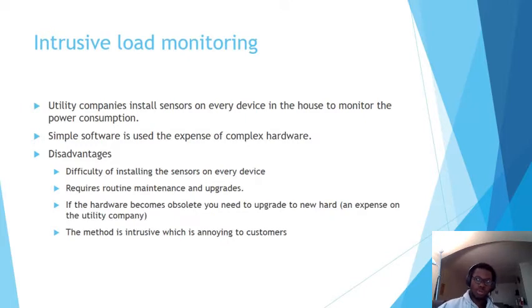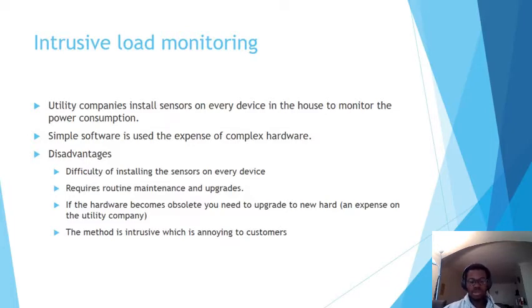So one of the ways which is used by utility companies to gain this information is through a process called intrusive load monitoring, where multiple sensors are put on different devices which consume electrical energy to measure their energy consumption. The disadvantages for using this method: it uses expensive and very complex hardware, and also installing the sensors on every device is difficult as well. And also routine maintenance and upgrades pose a problem for the customers, as it may be intrusive as the utility companies regularly come to the customer's house.